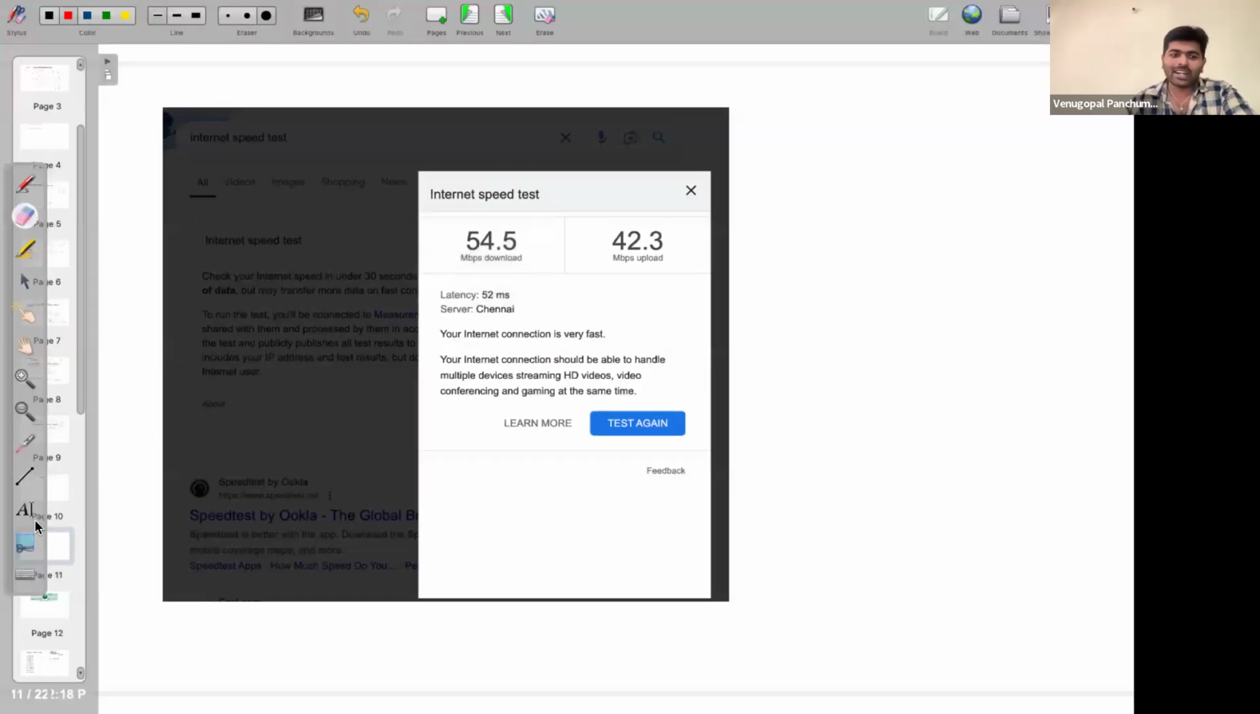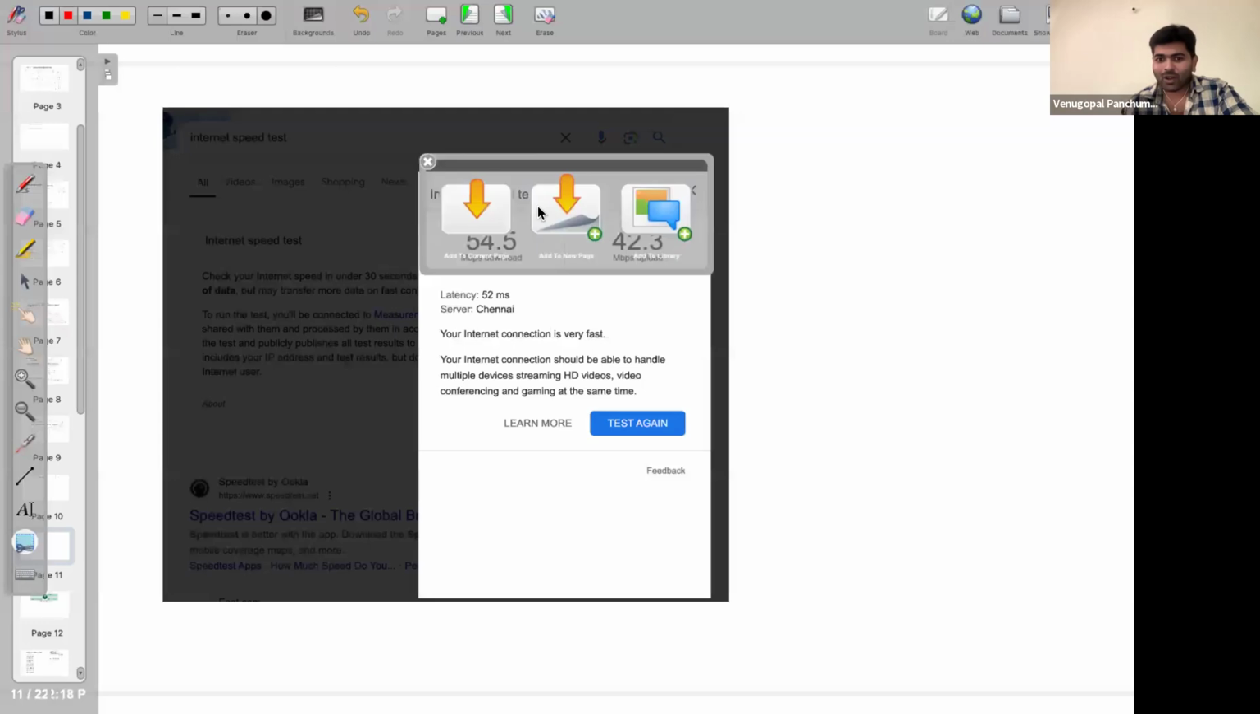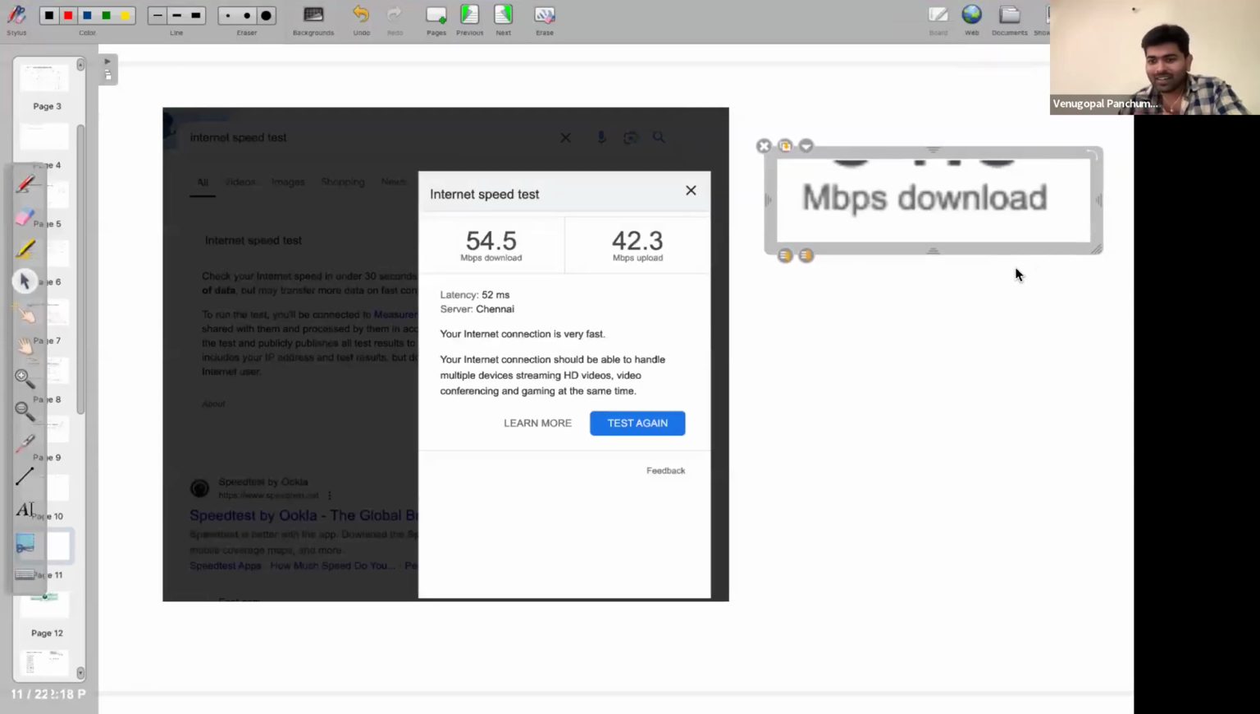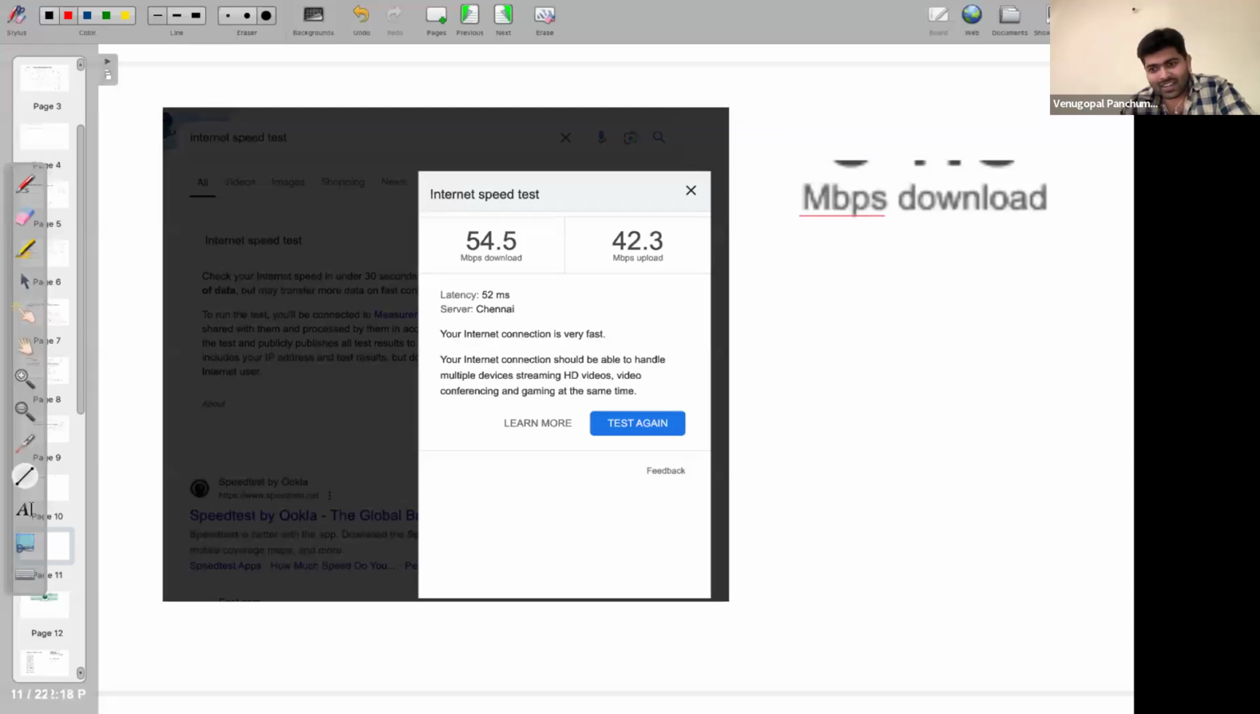They will always put it in small letters only. Did you observe it or not? They will always put this in small letters. See, which B is it? Small b only. This 54.5 is a very big number, but the unit is very small in terms of font size. The number's font size is bigger, but see the font size of this small Mb. Got it, everyone? So the upload speed is this much.